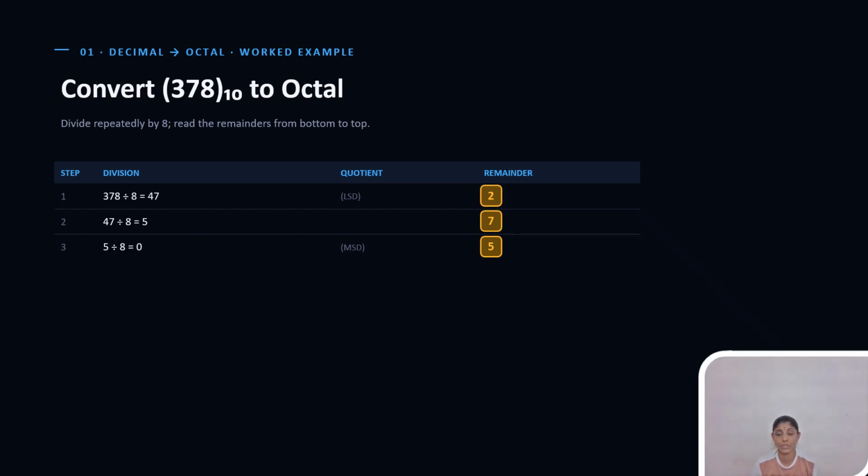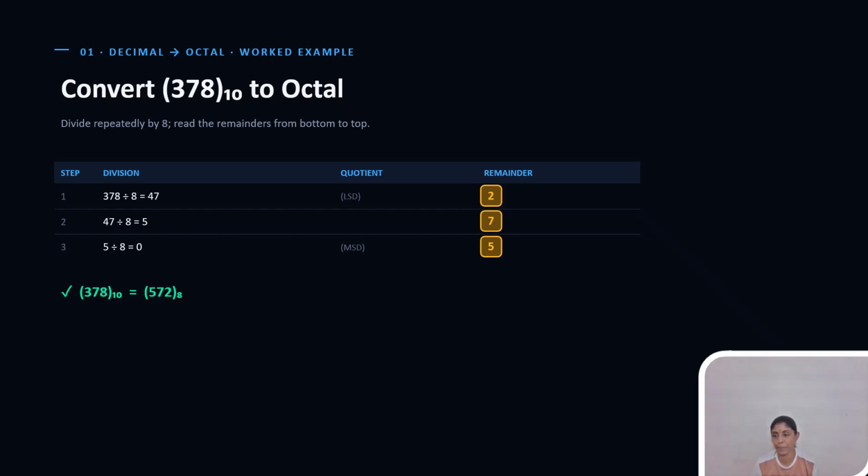Already you know what you have to concentrate on: only the remainders. But how do you write the remainders? From bottom to top. So the first number is 5, the second number is 7, the third number is 2. So that is 57 base 8 with 2 at position 0. Next, 7 is position 1 and 5 is position 2. Right? So 5 acts as the most significant digit and 2 acts as the least significant digit.